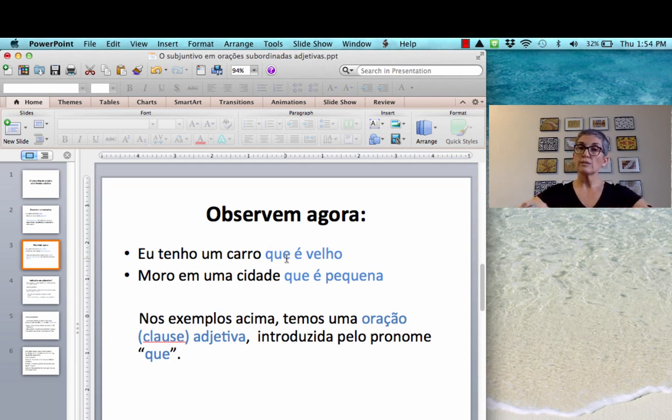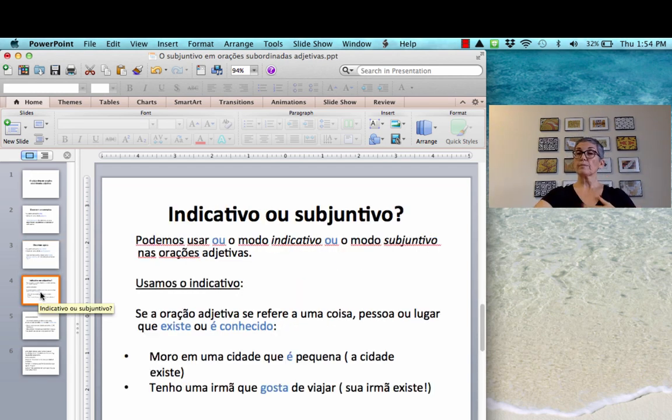If you just break these two sentences, you would have I have a car, the car is old. So instead of saying the car is old, I'm going to have these two sentences combined using the relative pronoun que. Okay, so I have a car that is old. I live in a city that is small. So this is why it's called an adjective clause, okay? Because it substitutes for an adjective, and it's a clause. It has a subject and the predicate.